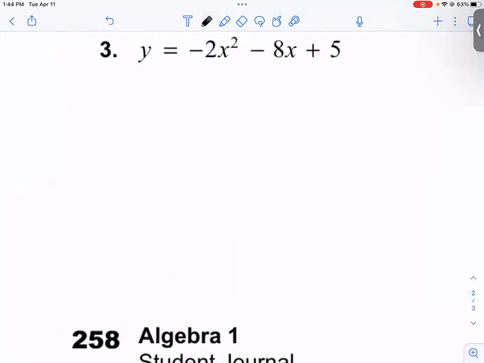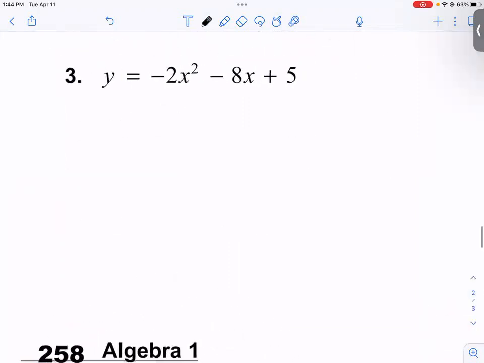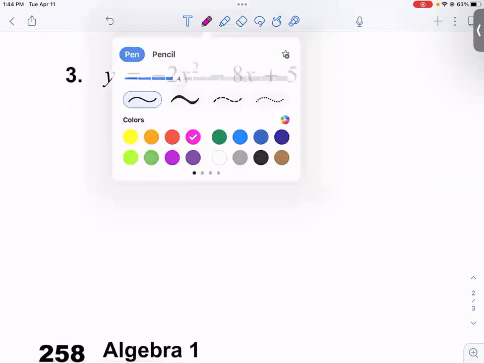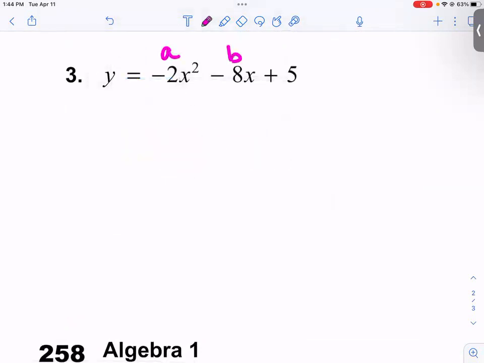Okay, look at number 3 right here. And I want you to label A, B, C. Are you doing that? A, B, C. Number 3, we're at the bottom of the next page.